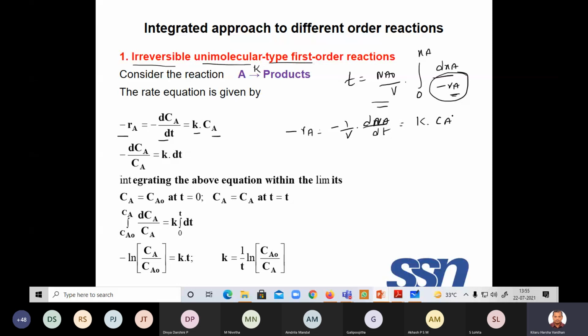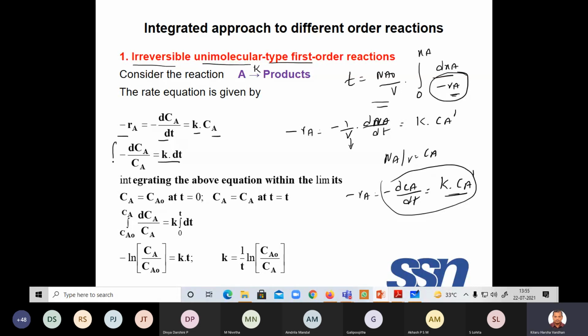This is the first order. Now, since it is constant volume, we are writing NA by V as CA. Therefore, minus RA is minus dCA by dt is equal to K into CA. Correct? CA is the first order. Now, with minus dCA by dt equal to K into CA, you take all the CA terms to one side and other terms to the other side. Then what will happen? Minus dCA by CA is K into dt. Correct?